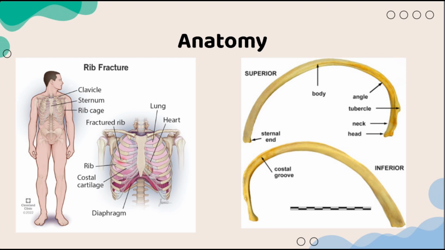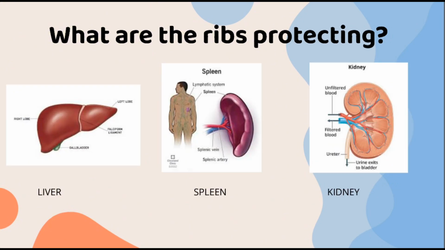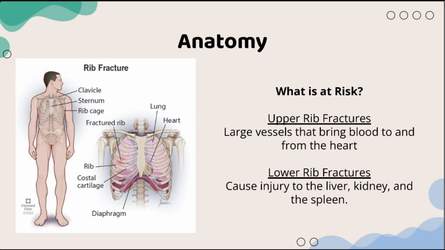The ribs protect some of the most important parts of the body, including the heart, lungs, blood vessels, liver, spleen, and kidney. When a rib fracture is in place, these body parts are at risk. When you have an upper rib fracture, large blood vessels are at risk because they bring blood to and from the heart. As for a lower rib fracture, the liver, kidney, and spleen are at risk.